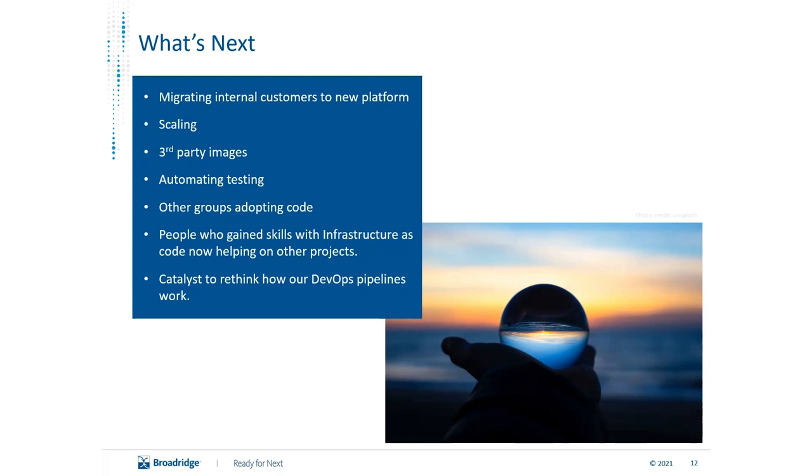Building out third-party images. Like I said before, when you've got these build agents, you can build images that are used in your pods. We're talking to the customers, understanding their needs and figuring out what those images are. And then we can just build them and have them available to the customers.